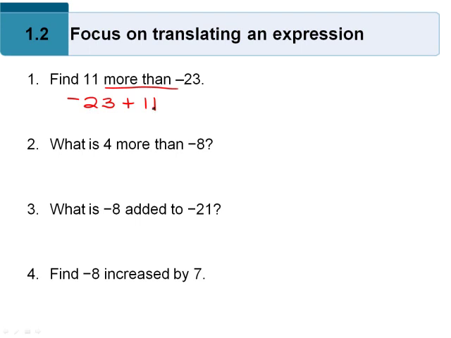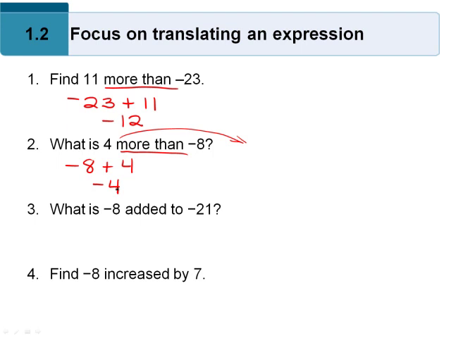The signs are different, so subtract, keep the sign of the bigger number. So that's going to be a negative because the 23 is bigger, and that would be negative 12 because we subtract there. Okay? Number 2 says, what is 4 more than negative 8? So it's just like the one above. Okay? We want 4 more than negative 8, so it's got to flip. We're going to start with negative 8, and we want 4 more than that, so we're going to add 4. Now, negative 8 plus 4, the signs are different. Subtract, keep the sign of the bigger number. So that's going to be negative 4.